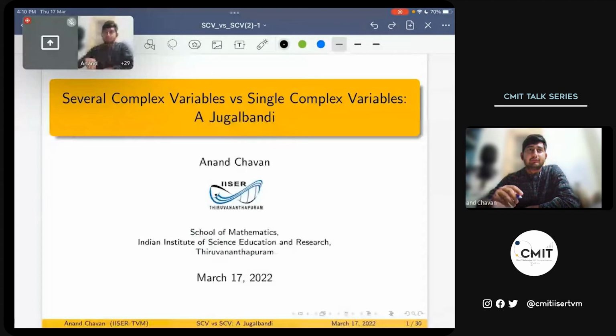Good afternoon, everyone. So let's begin with today's Jugalbandi, several complex variables versus single complex variable. Before starting the presentation, let's go into some historical development of these two topics.